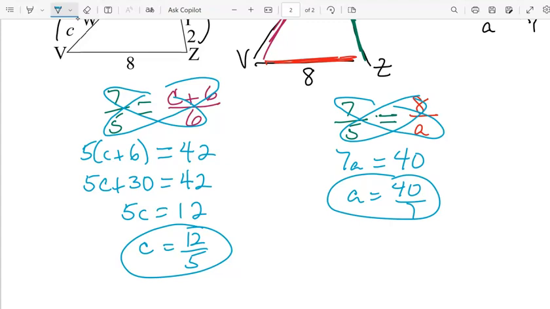Again, improper fraction. It's totally good. Don't change it to a decimal. Much easier to just leave it as a fraction.